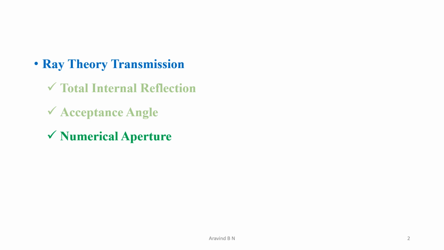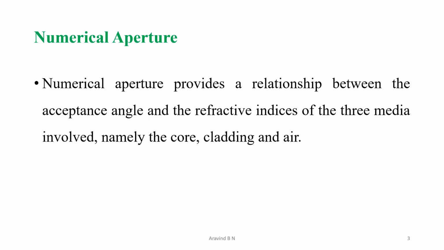In this lecture, we are going to continue with the ray theory transmission, the remaining topic, numerical aperture. Let us first go through what this numerical aperture is. The numerical aperture provides the relationship between the acceptance angle and the refractive indices of the three media involved, namely the core, cladding, and the air.